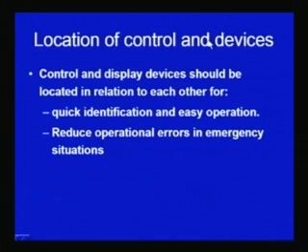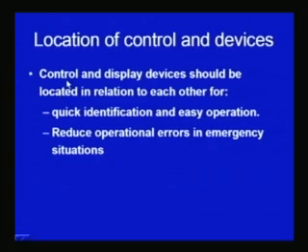Location of the control and display devices for effective utilization is very important, because if these have been located in such a way that the operator cannot operate them effectively, or is not able to see the kind of results which are being achieved through the display devices, then that indicates that the control and display devices have not been located properly.